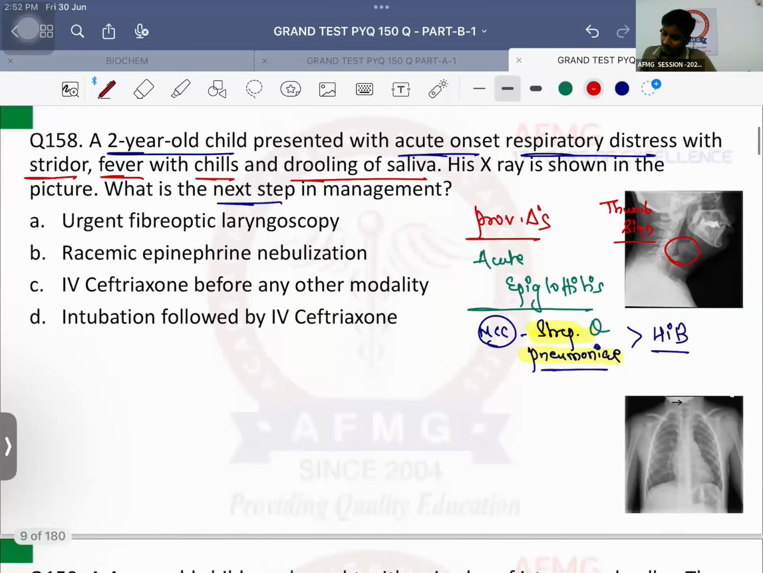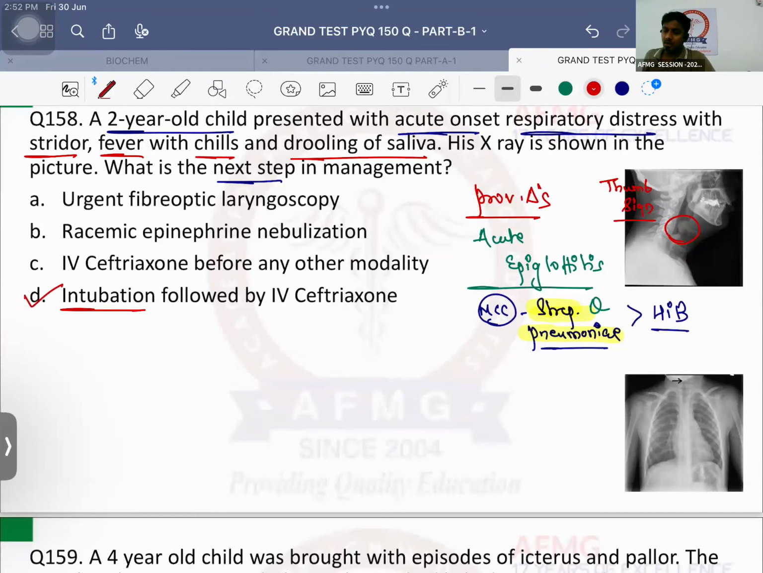ठीक है? So therefore, intubation should be done in the patient, followed by IV ceftriaxone. ठीक है? क्यों? It is a bacterial infection, and the drug of choice are third generation cephalosporins like ceftriaxone itself. ठीक है? इसके साथ साथ we will give nebulization also. Racemic epinephrine nebulization is given. मैं बोला ना bronchodilators के तौर पे क्या यूज करते हो? Epinephrine या adrenaline यूज करते हो. But usually that is given. But is that your next step or first priority in management?